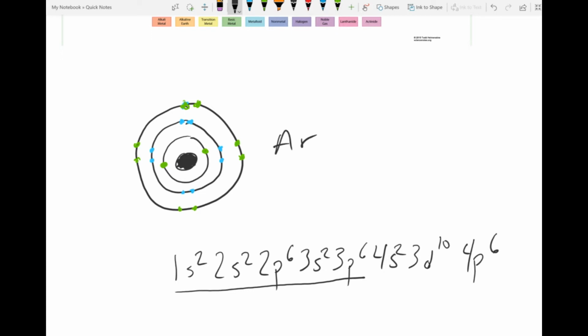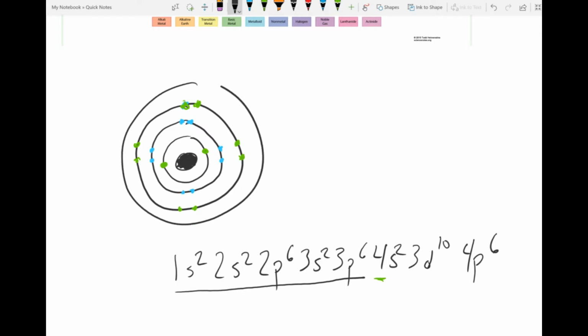But the problem is we need to build it for krypton, so we kind of need to go based off of what the configuration tells us. So if we go off a simple shell model, here's the issue. We're at 3p6 and then that shell is full, which means when we move on to 4, we need to start filling that. So that means we need to make the fourth shell. So there's the outer energy level. So now that's the valence shell, number 4.